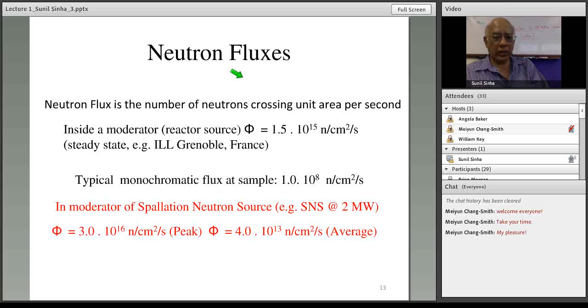So let me just tell you what I mean by neutron flux. A neutron flux is the number of neutrons basically crossing a unit area per second. So if you put a square meter inside a neutron source, the number of neutrons crossing it per second is the neutron flux inside that source. And inside a moderator in a reactor source, such as the ILL reactor at Grenoble, the flux inside the moderator is of the order of 1.5 times 10 to the 15 neutrons per square centimeter per second.